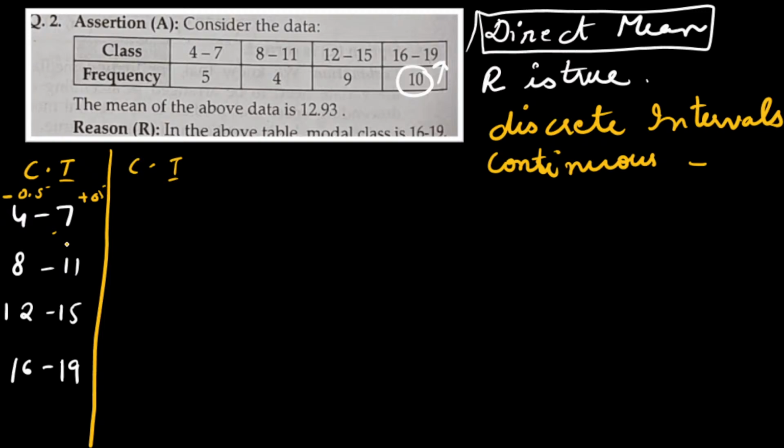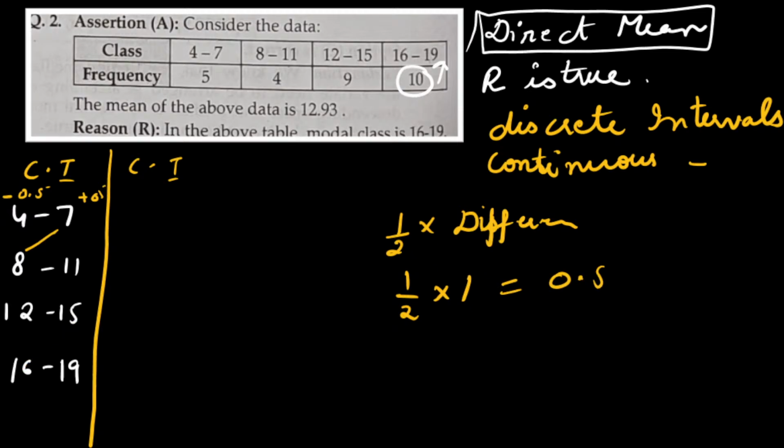Because what is the difference here? The difference between these two is 1. So half into the difference we will add or subtract. You can see 7 and 8, 1 is the difference. 11 and 12, 1 is the difference. 15 and 16, 1 is the difference. So half of 1 is 0.5. From all the lower limits we subtract 0.5, and to all the upper limits we add 0.5.